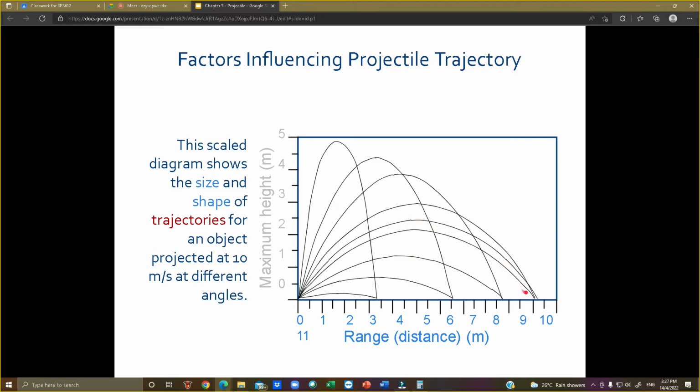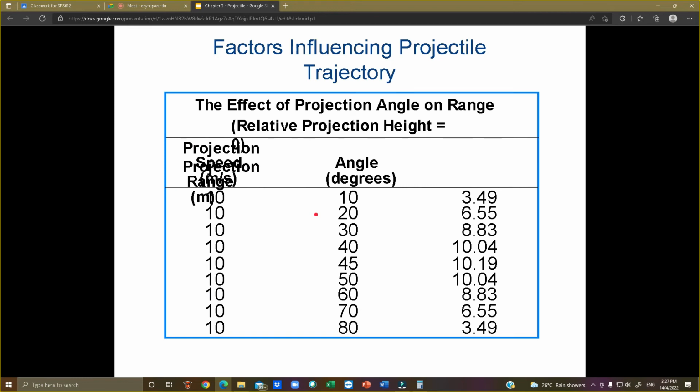Yang ni, it reach the furthest. And this angle is actually 45. Okay, 45 degree. Ni contoh. Contoh lagi dia bagi. Okay, angle 10. Projection speed 10. Maksudnya speed dia sama, angle dia berbeza, so distance dia berbeza. So you can see 10 degree dapat yang ini, and when you go too much dia akan balik tempat yang sama. So we only have one which is the furthest, 10.19. This one is 45. Nanti saya tunjuk kamu macam mana, kenapa 45.